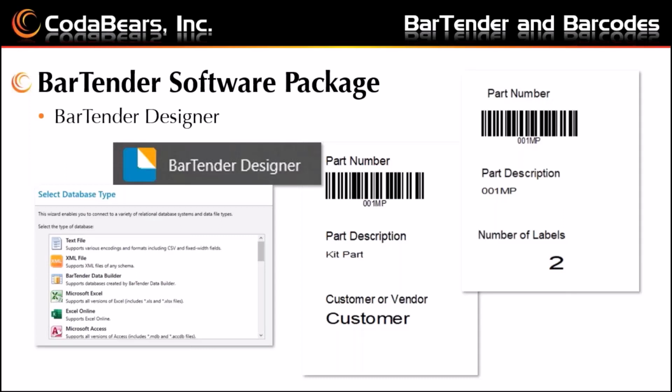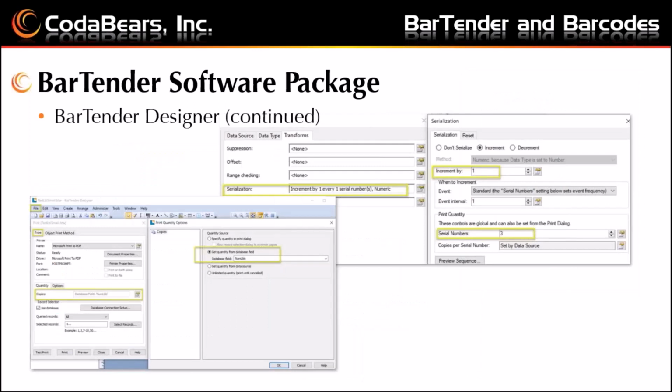So that was the first one of three. That's the main areas in BarTender software package. And then, we have a second slide also on BarTender Designer. Continue. And here we show an example of setting up label copies to use the value from your database. So you can see that you can choose the value from your database there and what field.